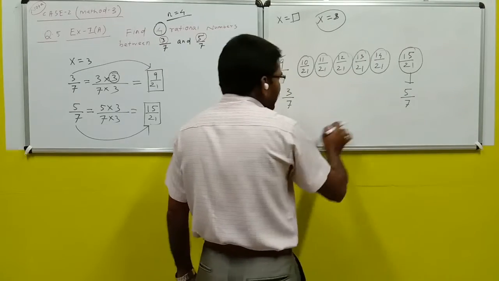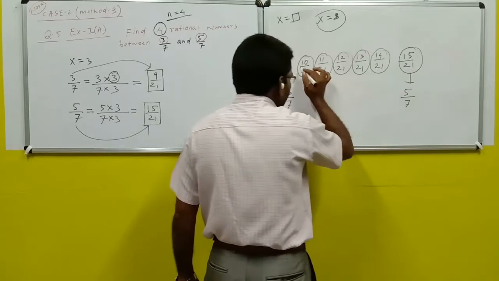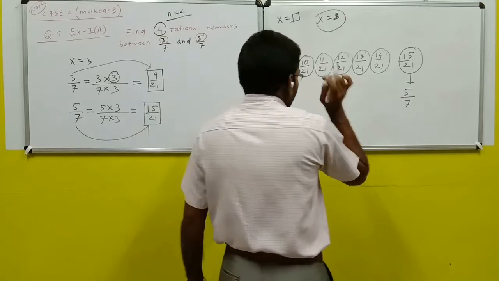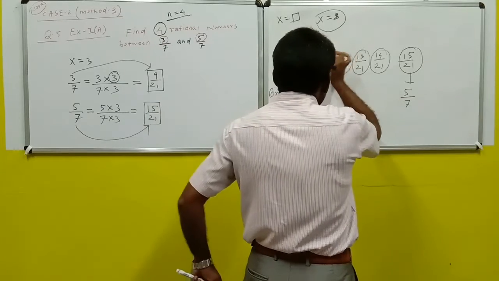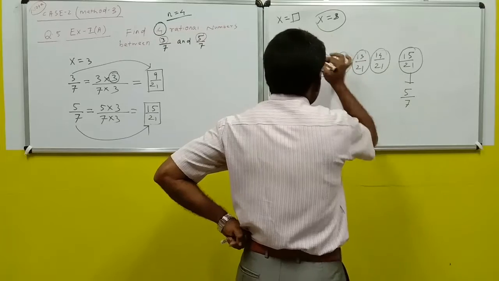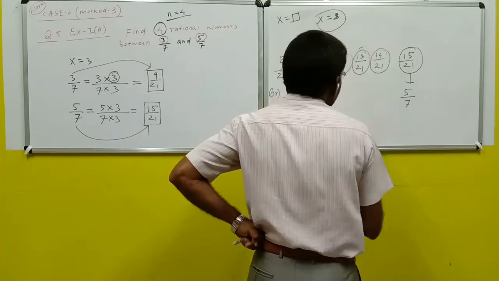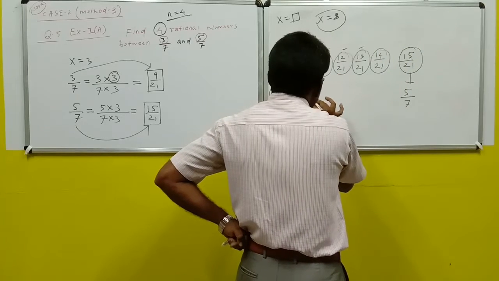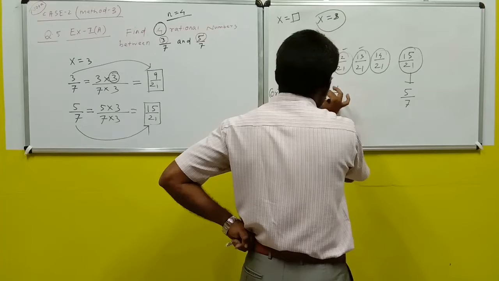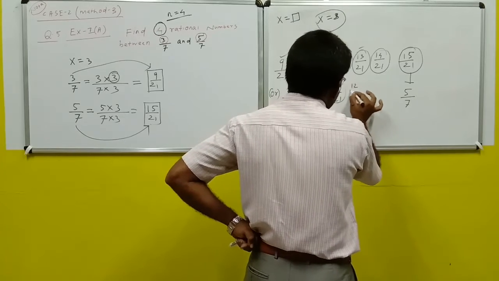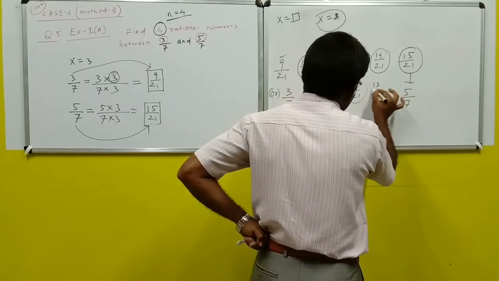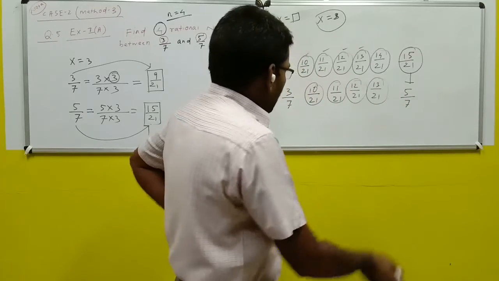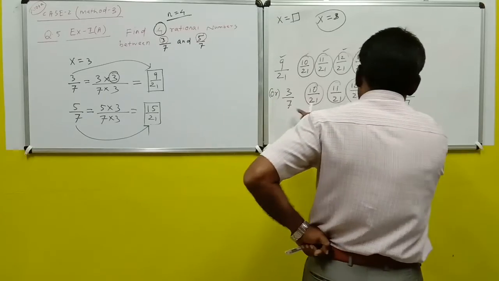Now between 3 by 7 and 5 by 7 you have already got 5 rational numbers, but in the question you are asked to find 4 rational numbers, so it is your duty to choose 4 rational numbers of your own choice out of these 5. Suppose you choose this one and forget it. So 10 by 21, 11 by 21, 12 by 21 and 13 by 21. These 4 are your required rational numbers between your given rational numbers 3 by 7 and 5 by 7.